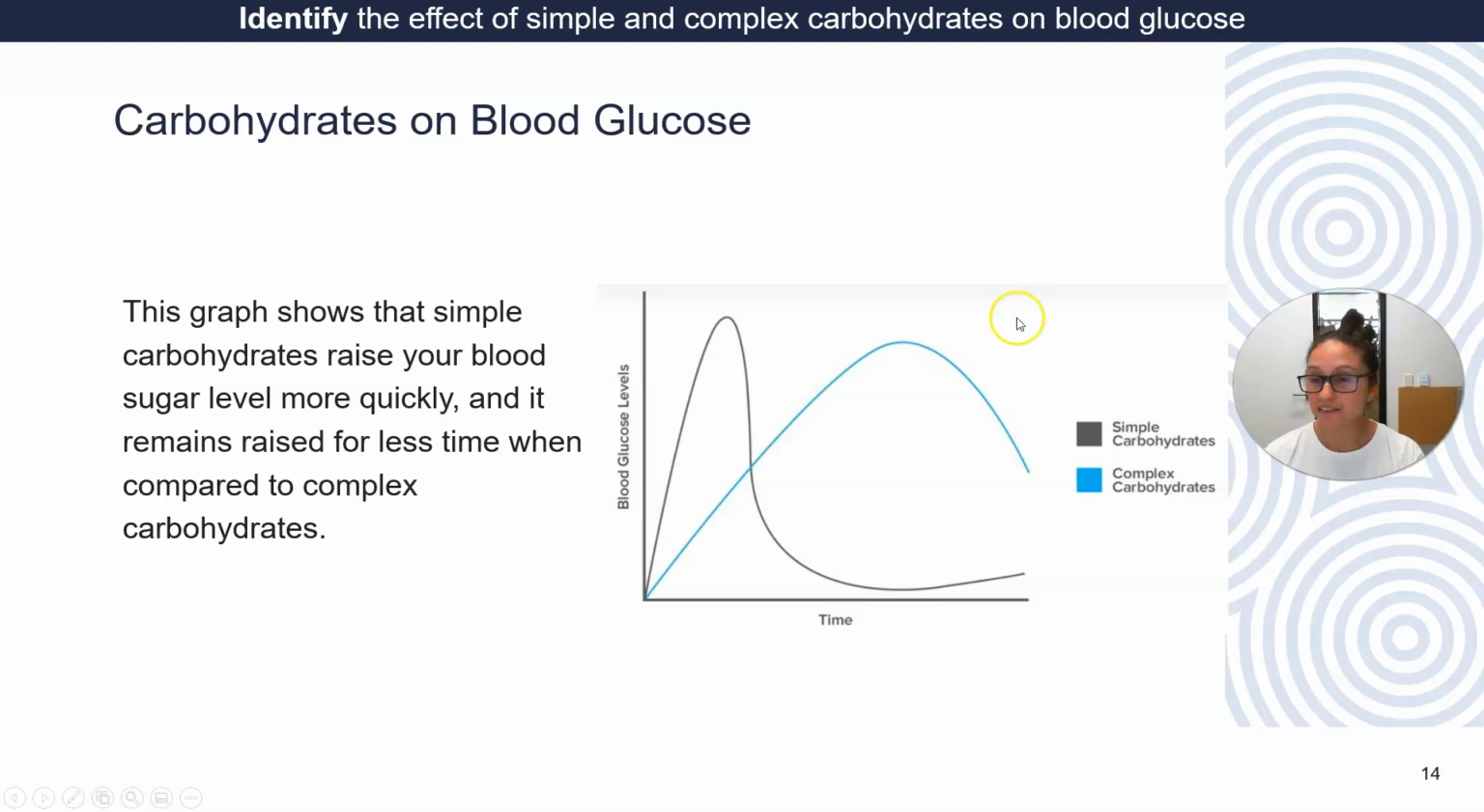Okay, this is exactly what I was talking to you about. Look at this. Simple carbohydrates, woof, straight up. And look at the complex. Oh, that's much, much better. So whether a carbohydrate is simple or complex has a big, big effect on the glucose in your blood. And this knowledge has ramifications for when you learn about the management of diabetes. So make sure you remember that. It's important.